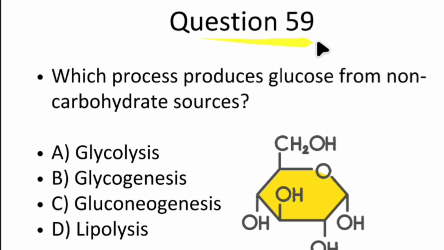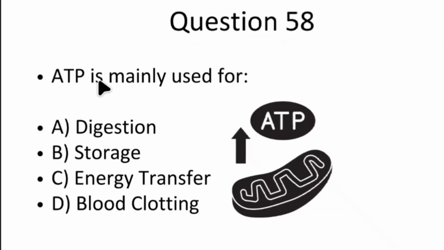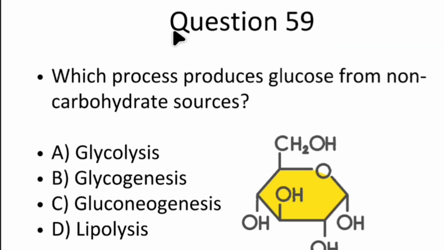Question number 59. Which process produces glucose from non-carbohydrate sources? The correct option is C. Gluconeogenesis is the process which synthesizes glucose.